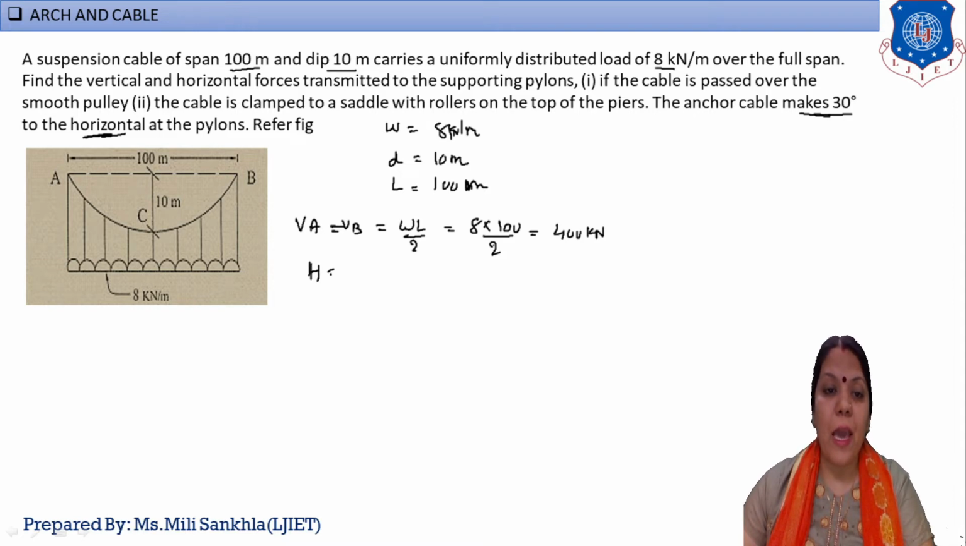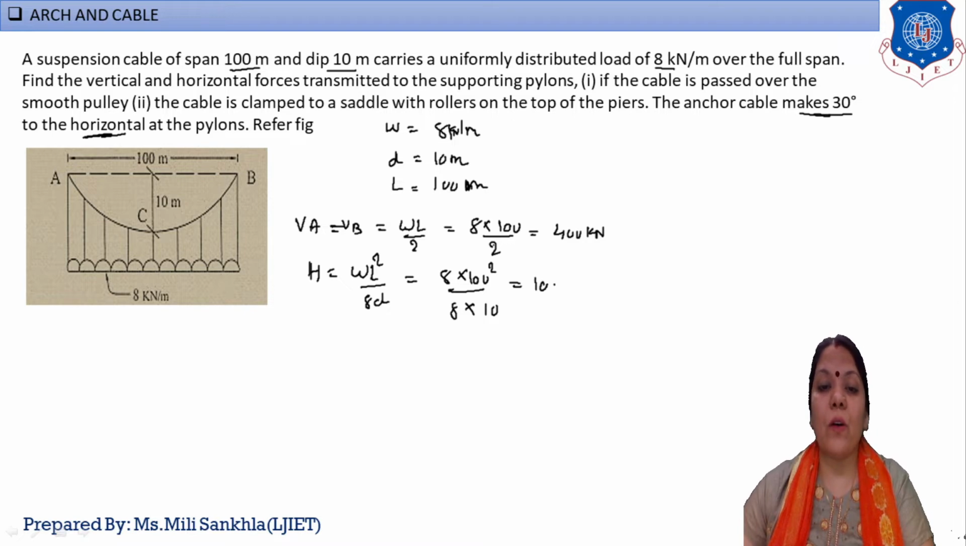Now we find out our horizontal reaction. H is equal to WL square by 8D. W is equal to 8 and span is equal to 100 square, then 8 into dip is given 10. Now H is equal to 1000 kilonewton.